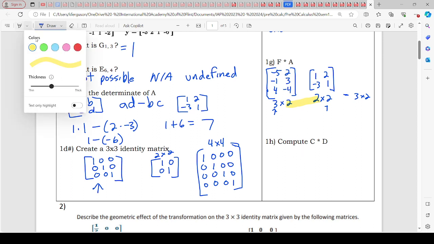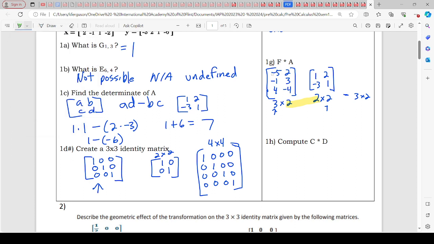So what I need to do is I'll multiply a row times a column. See how there's two numbers going across and then two numbers going down, so they match up. So to get that first row, let's see. I've got -5 times 1 plus 2 times a -3. That's my first element. And then to get my second element, it's -5 times 2 plus 2 times 1. So that's my first row.